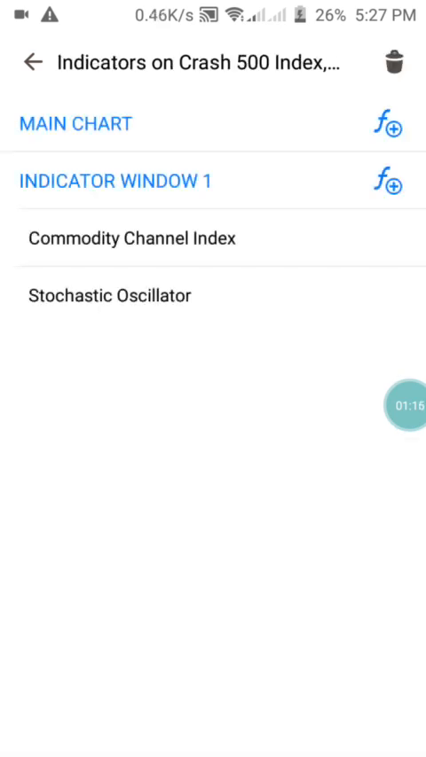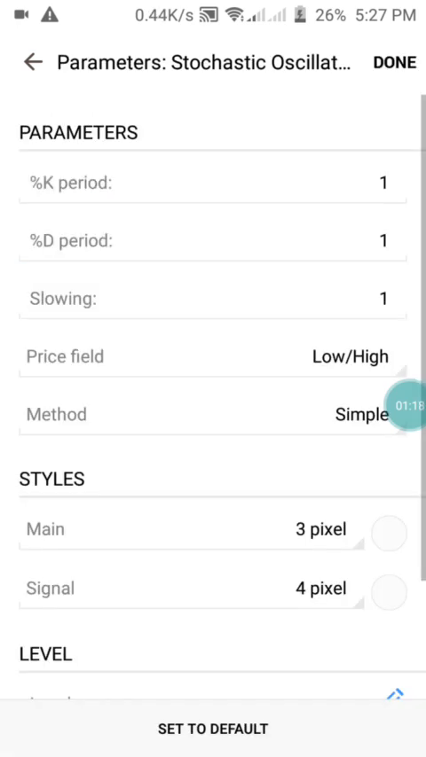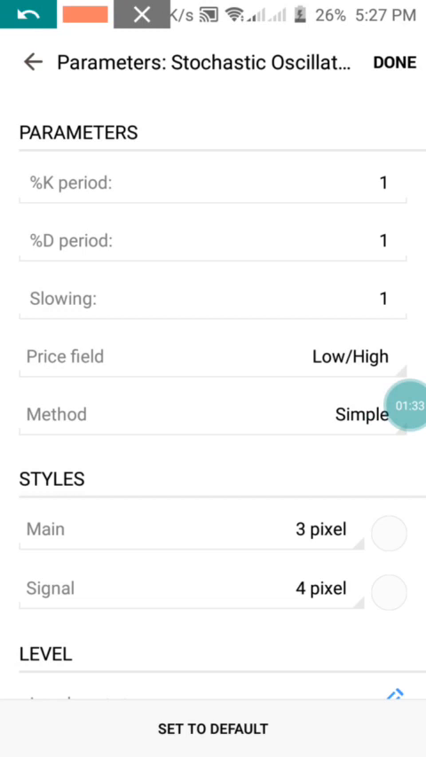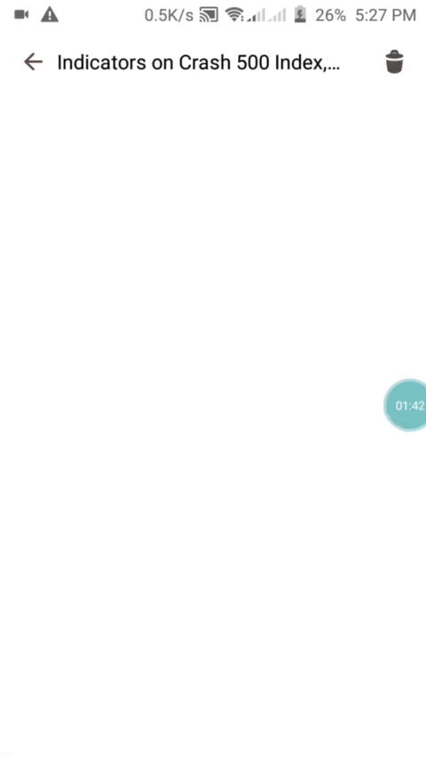By doing this, we also have our oscillator. On this, we have the K period to be 1, the D period to be 1, the slowing to be 1, the applied price to be low high, and the method to be simple. Also make sure that your settings here are in the color of your background. So if you are using black, make sure you select black as the color here. Then you press on done.